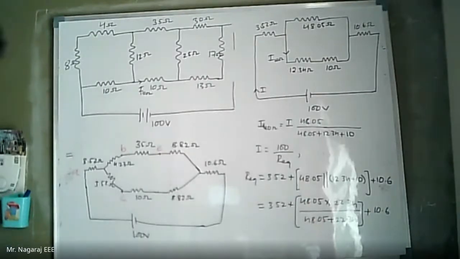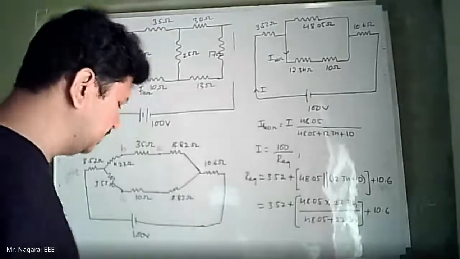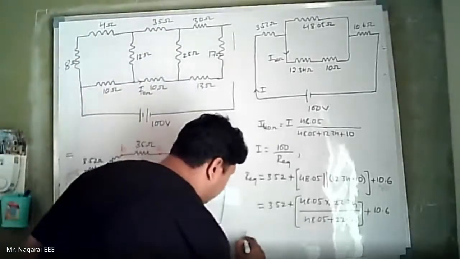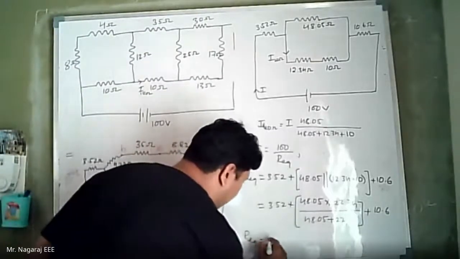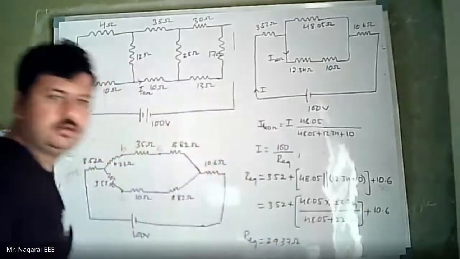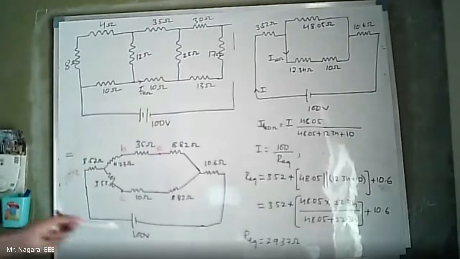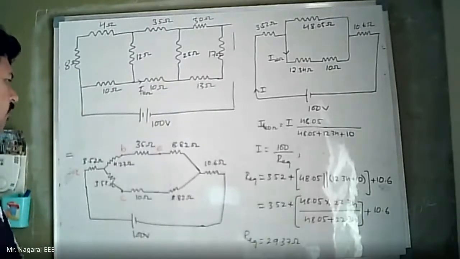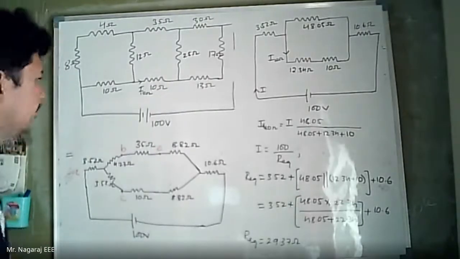So the equivalent resistance is 29.37 ohms. So now I have R equivalent, I can find out the total current I.